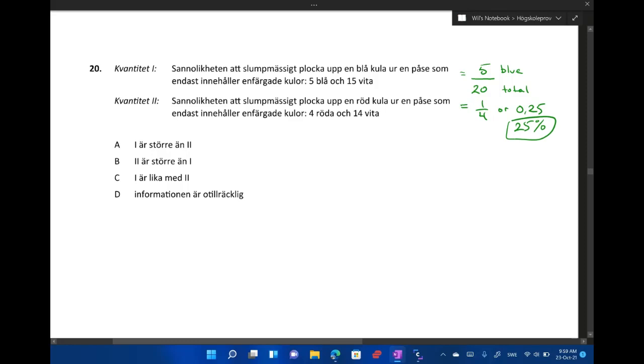Not bad. The second probability says the probability of choosing a red color out of a bag that has 4 red and 14 white. Well, let's just write it again. So 4 red out of a possible 4 plus 14 is 18 total. Now we need to find out what percentage this is as well. If I simplify, I have 4 over 18, I can divide this by 2, I can divide this by 2. So that's 2 over 9.